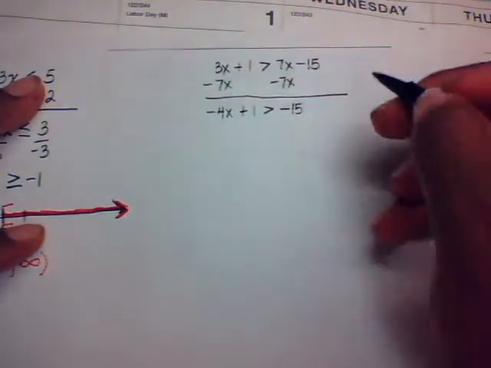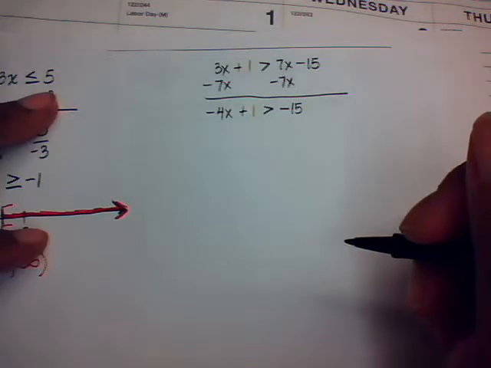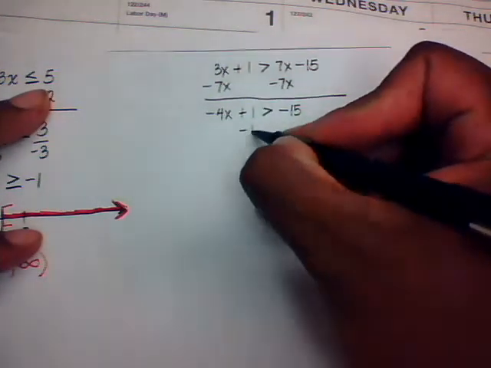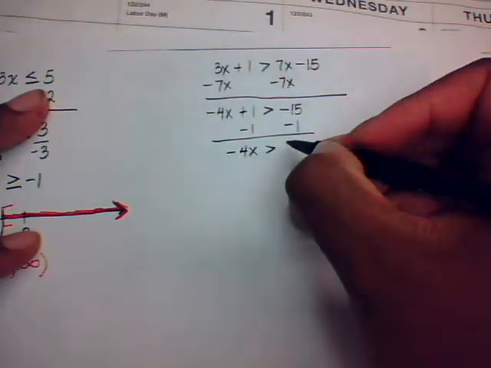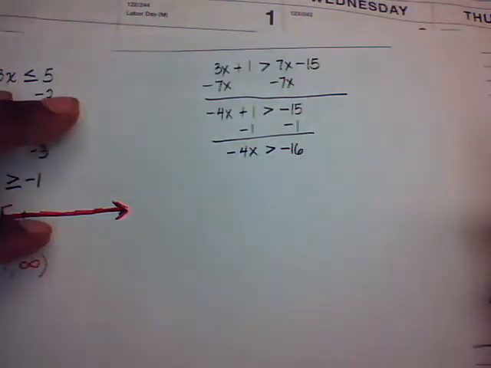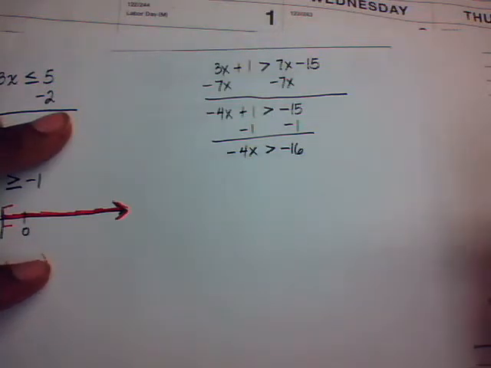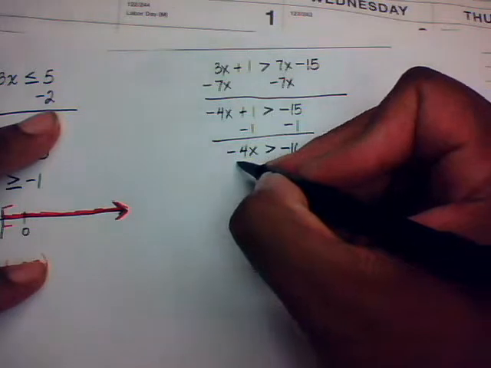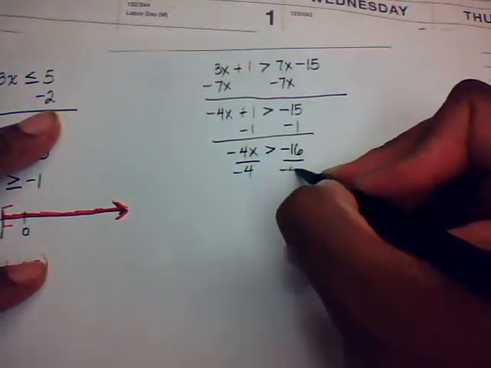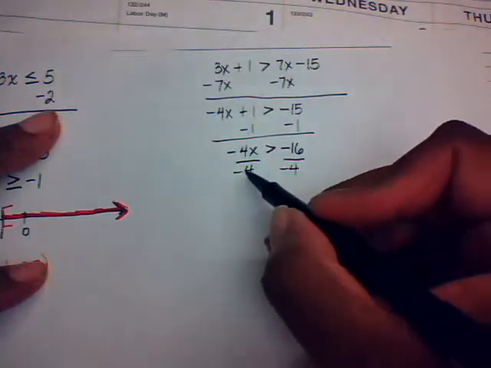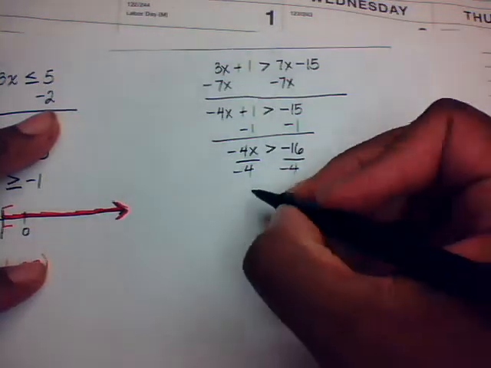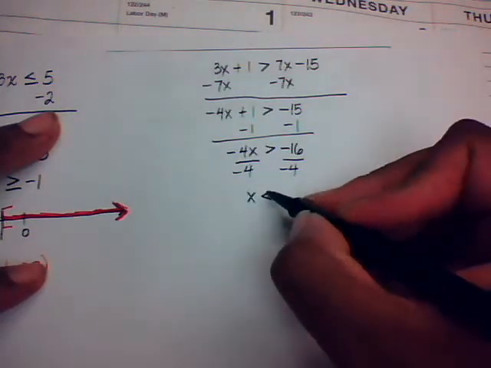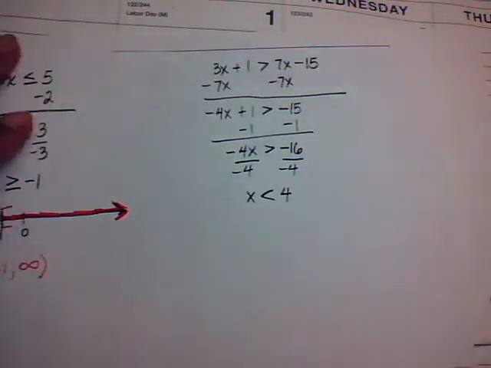And don't forget about that minus sign in front of the 15. That's negative 15. Now we want to get the negative 4x by itself. We're adding 1, so we need to subtract 1 on both sides. So now you have negative 4x is greater than negative 16. And then divide both sides by negative 4. Now, again, we're dividing by a negative in this inequality, so that means this inequality symbol reverses from greater than to less than. So the x is less than 4.